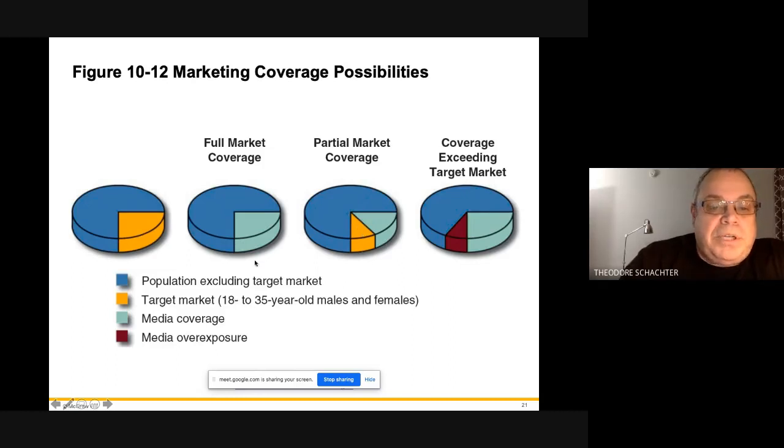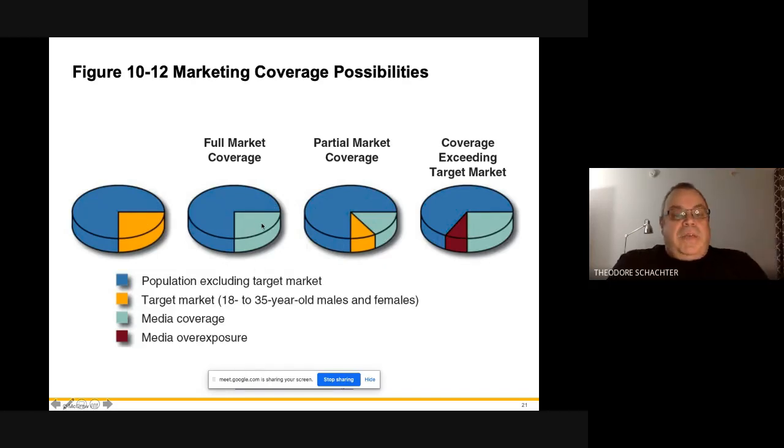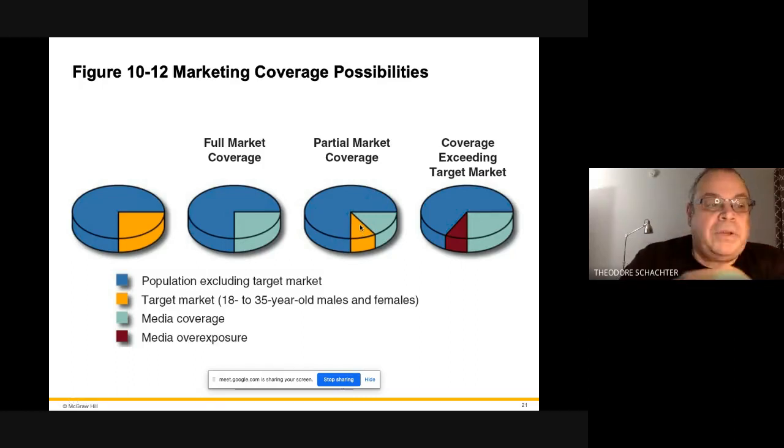The media coverage is here. If you take this and overlap it on this, you will see that over here you have, as they say, full market coverage. Over here, you see this yellow part? That yellow part is not covered by your media selection, but you probably get more focus in this, or your budget may not be big enough. In this one, the red, media overexposure means you reached people who will never buy your product. That is called waste.